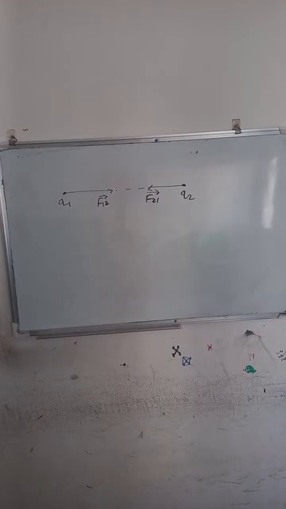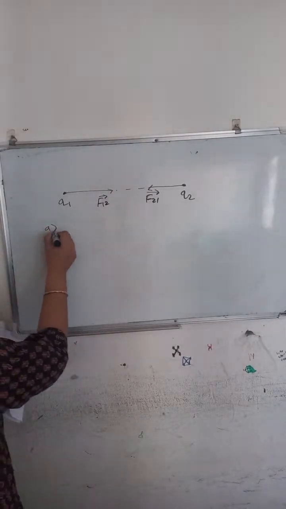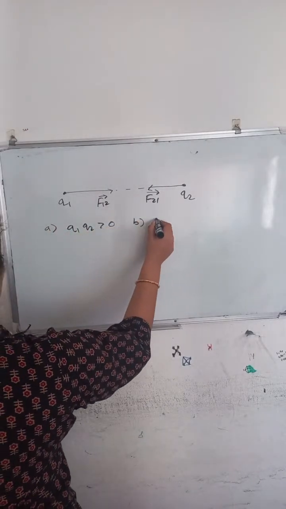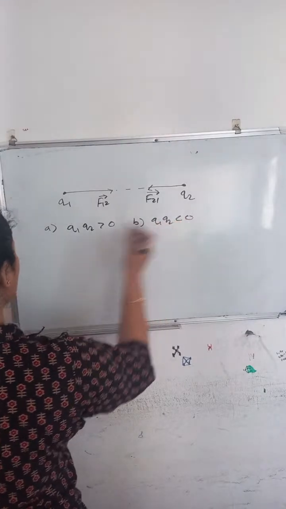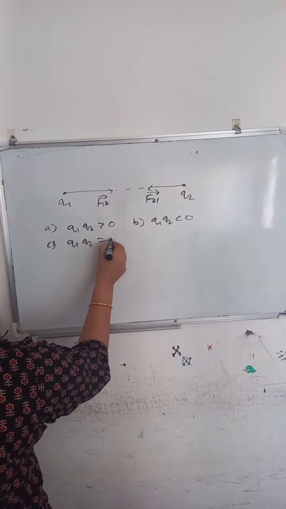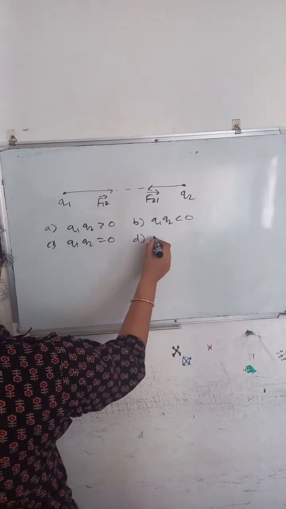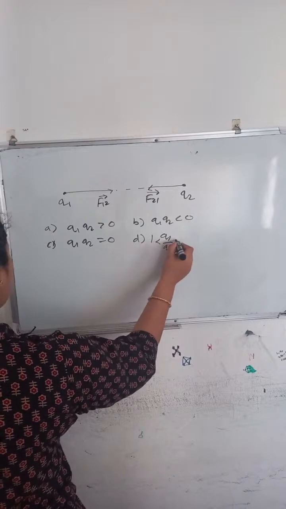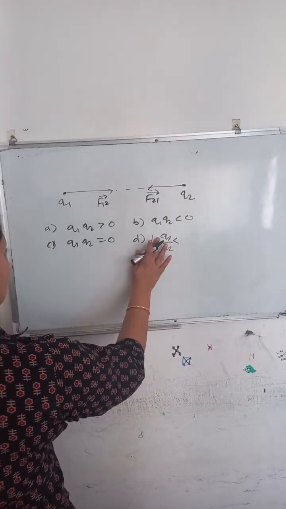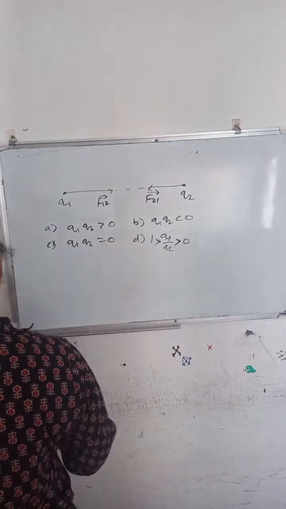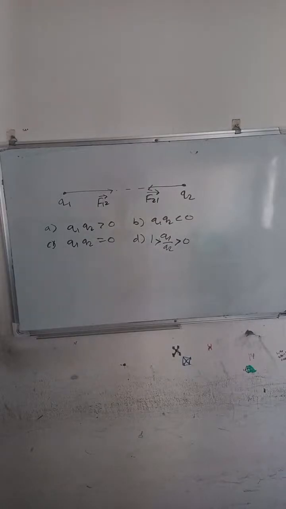So options are also given. Write down the first option: Q1 Q2 is greater than 0. B: Q1 Q2 is less than 0. C: Q1 Q2 is equal to 0. And D: Q1 by Q2 is less than 1 but greater than 0. Okay, so these are the options given.